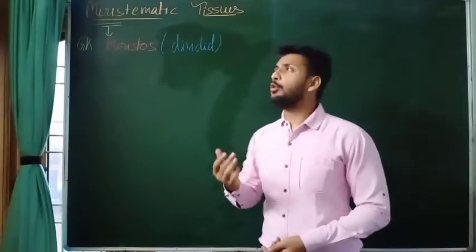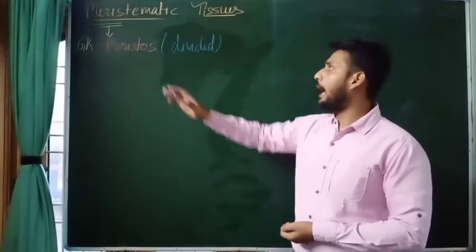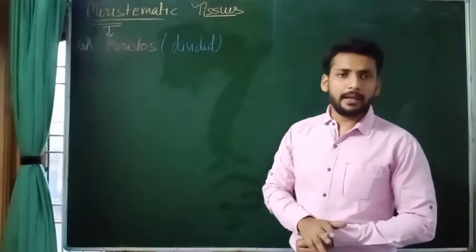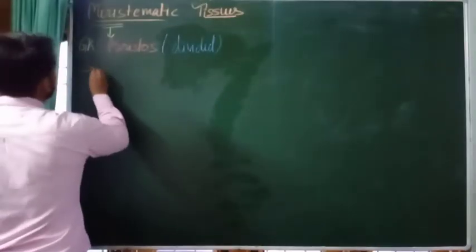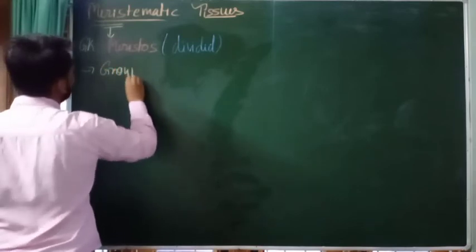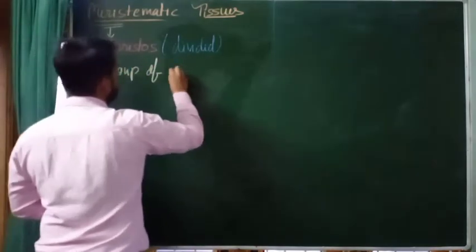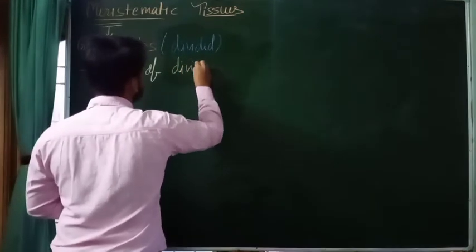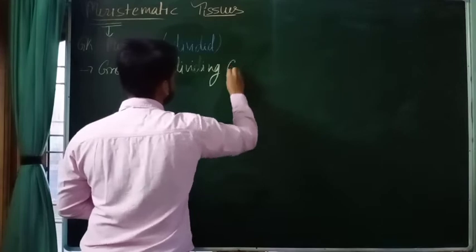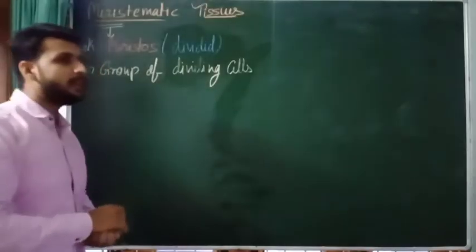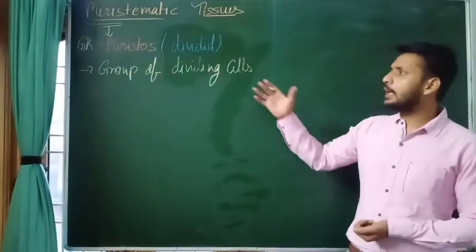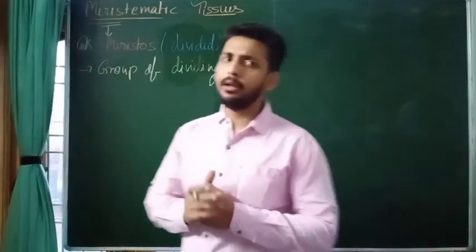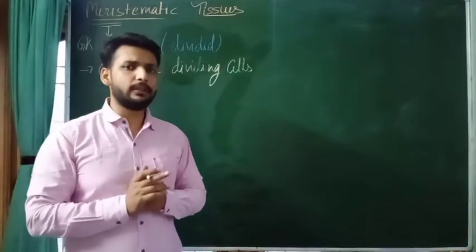Meristematic tissue. Tissues are, you can say, a group of cells, and meristematic means divided, right? So here, these are the group of dividing cells. So we can call the meristematic tissues the group of dividing cells. These are the tissues which divide throughout their life.